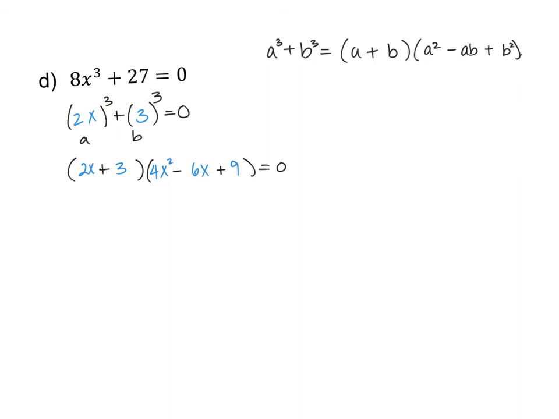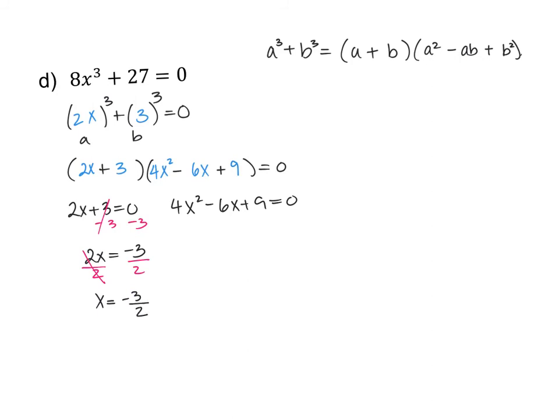All right, so I'm going to set each factor equal to 0 now. So this one here, I would just subtract over 3. That would cancel. 2x comes down. This becomes a negative 3. I'm going to divide over 2. That would cancel. X is going to be equal to negative 3 over 2, or negative 1.5, if you change that to a decimal. So I found my first x.